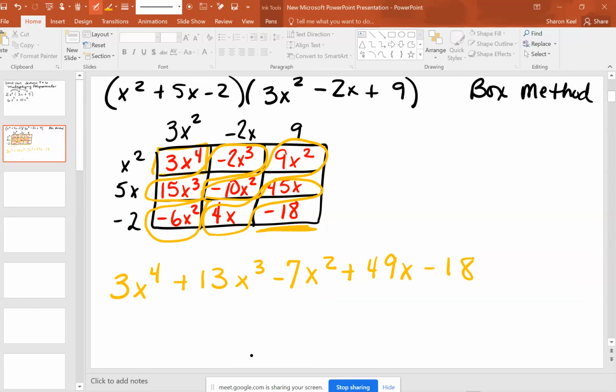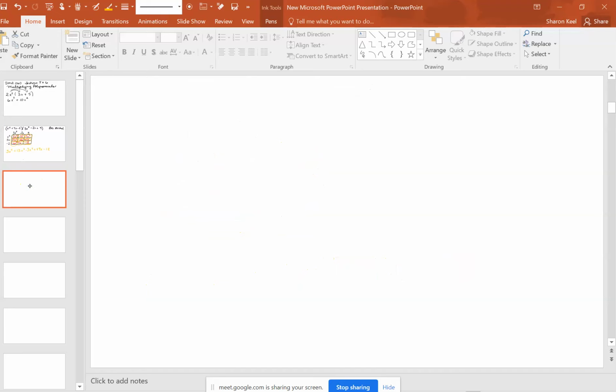So what I've done is I have combined my like terms throughout the diagonals here of the box method. And then I make sure everything is in descending order. So that's an alternative that you can use. I'm going to still show you how I do this just in case you might still want to see how to go about doing it with the distributive method.